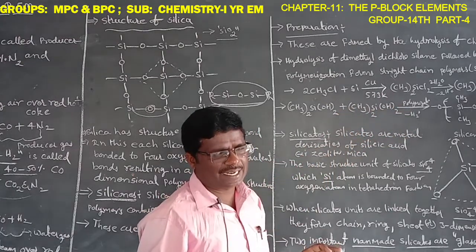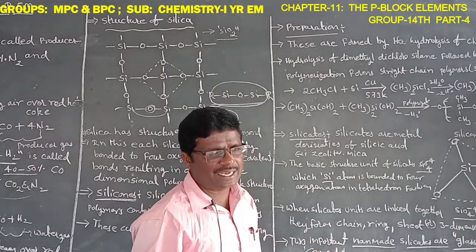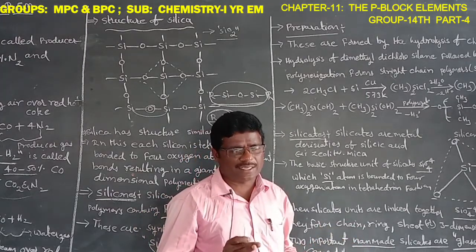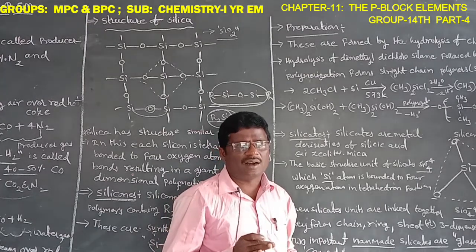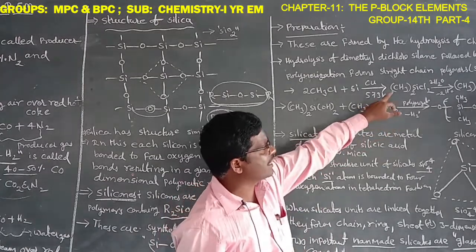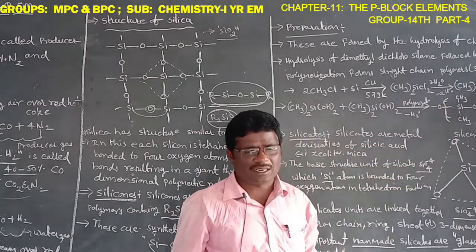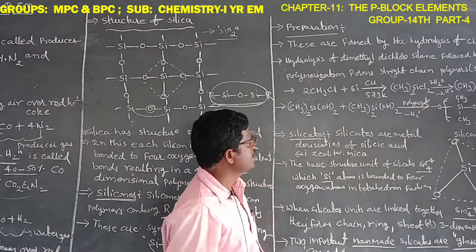dichlorodimethylsilane. When it undergoes the hydrolysis process, dissolving in water molecules, it forms chain polymers of silicone. That is the preparation of silicone.